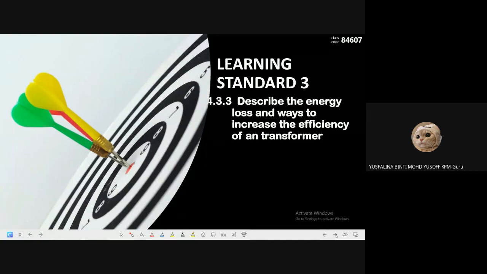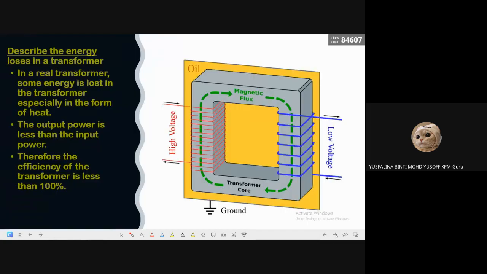So describe the energy loss. How can we prevent the energy loss? Maybe we cannot prevent it 100%. We cannot totally say we can prevent the loss, I mean like 80 watt must get 80 watt also. No, but we can reduce it. And how to do it?